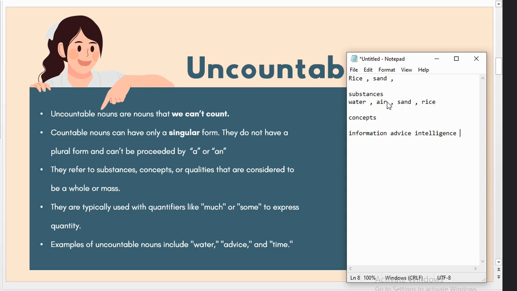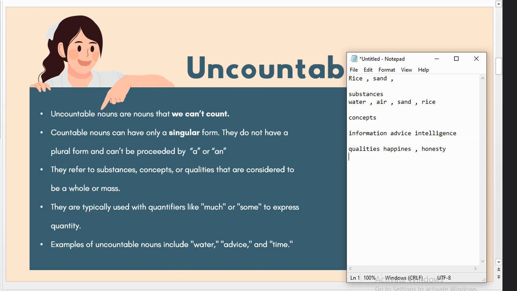These are concepts. Qualities. We cannot count qualities like happiness. Can you count happiness? I have three happiness, four happiness. We cannot say that. Honesty. We cannot say she is three honest, four honest. We cannot count honesty, quality, rice, water. Water we can count in the shape of drops. Otherwise, we cannot count water.